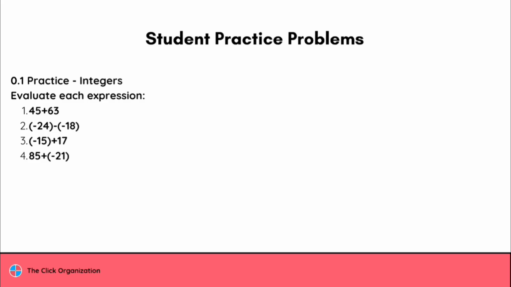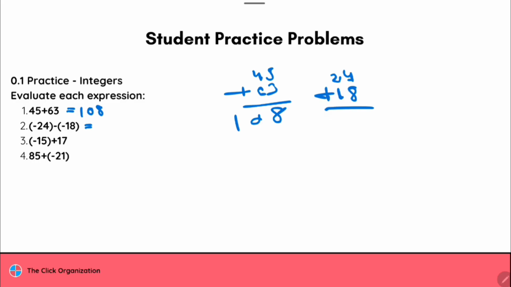Here are some student practice problems. Question 1 says 45 plus 63. This is a very simple question, so just add both the integers together. The answer to question number 1 would be 108. Question number 2 says -24 minus -18. In this case, both the integers have the same sign. Simply add both the integers, so 24 plus 18 is 42. And in that case, keep the negative. So -42 would be our answer.